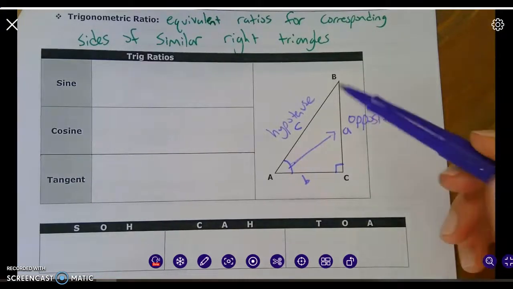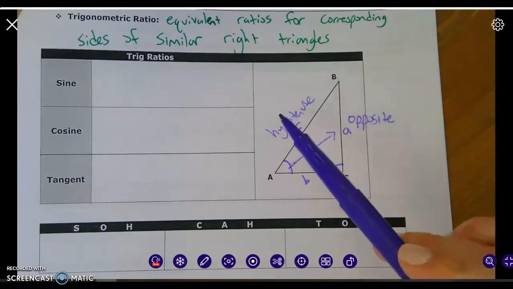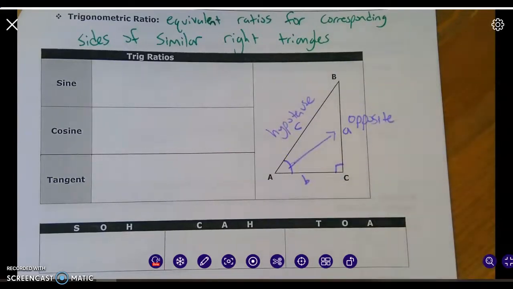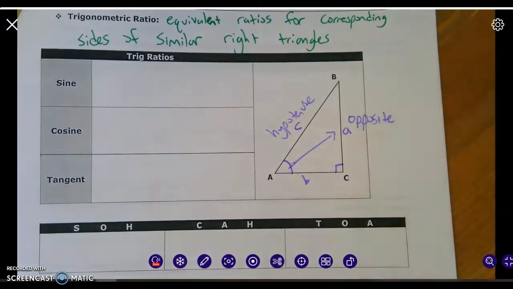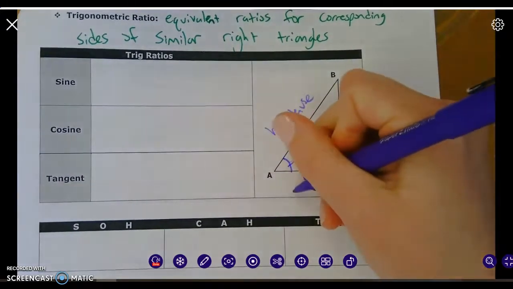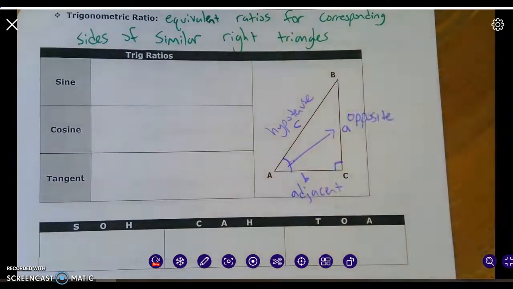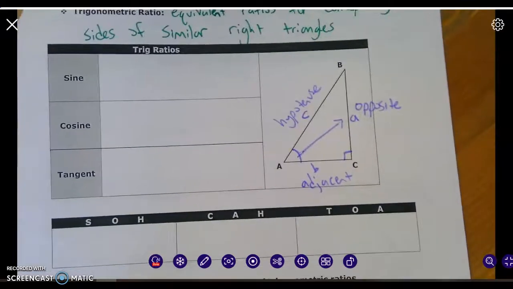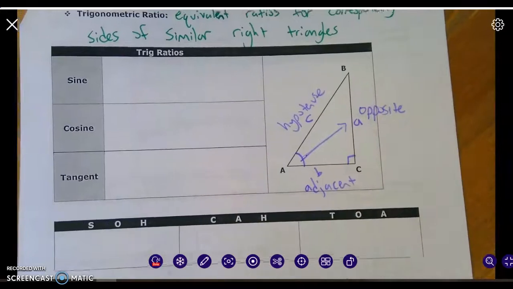Okay, so when we are labeling our triangles, we always go in this order. Always start with hypotenuse and then label opposite. The last one is funky and always confuses people, which is why I always have people do it last. So our third side is adjacent. Just do that one last. That one is a little more tricky to explain. So we've always got hypotenuse, opposite, and adjacent.